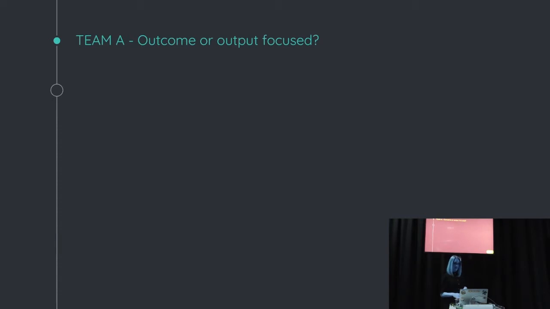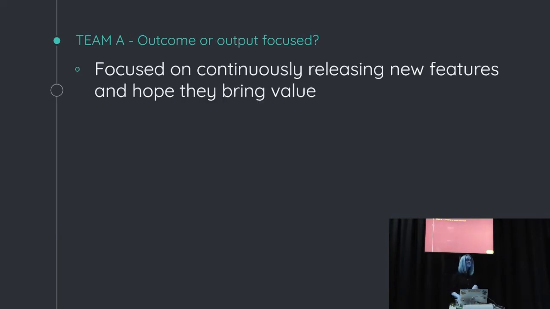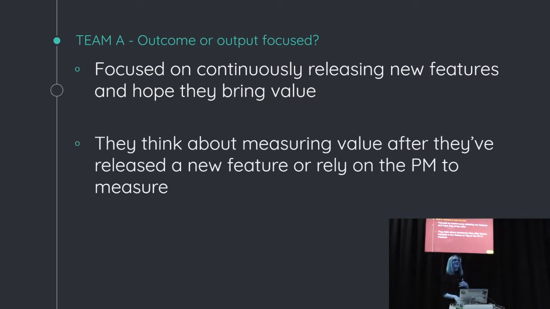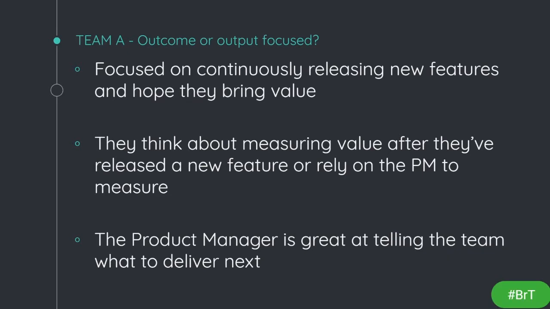Imaginary Team A, very snazzy name. This team, they are really great at releasing continually, and they're hoping to deliver value. They think about what they're going to measure after they've delivered something, or they rely on their PM to do that. Their PM is awesome at telling them what to deliver next.